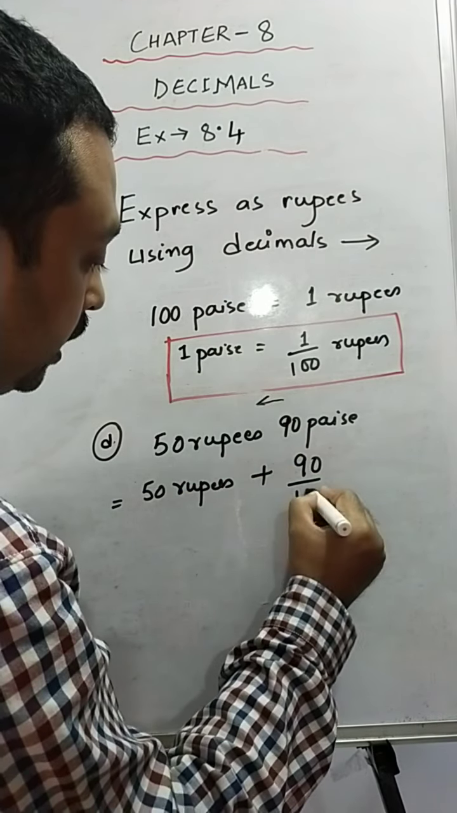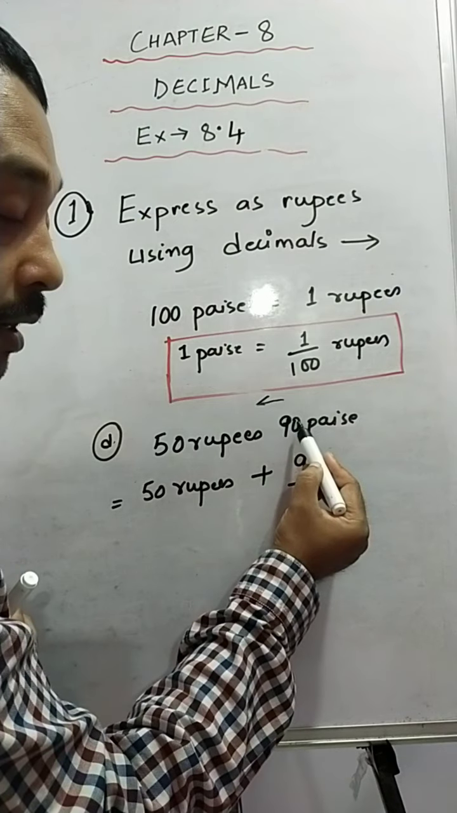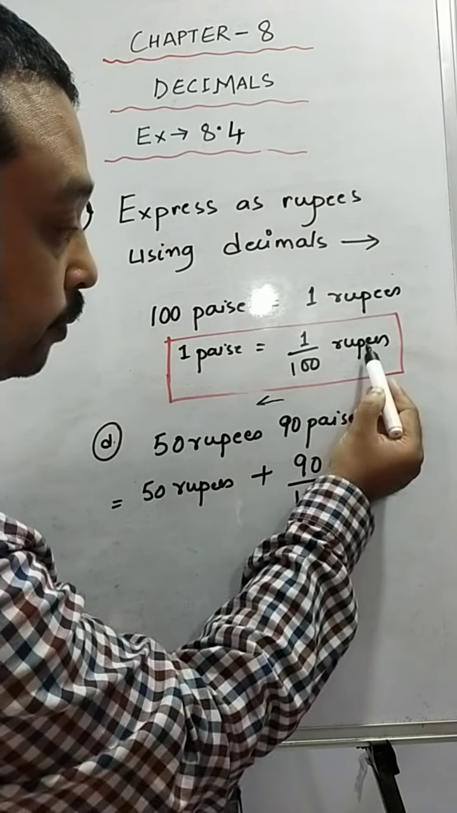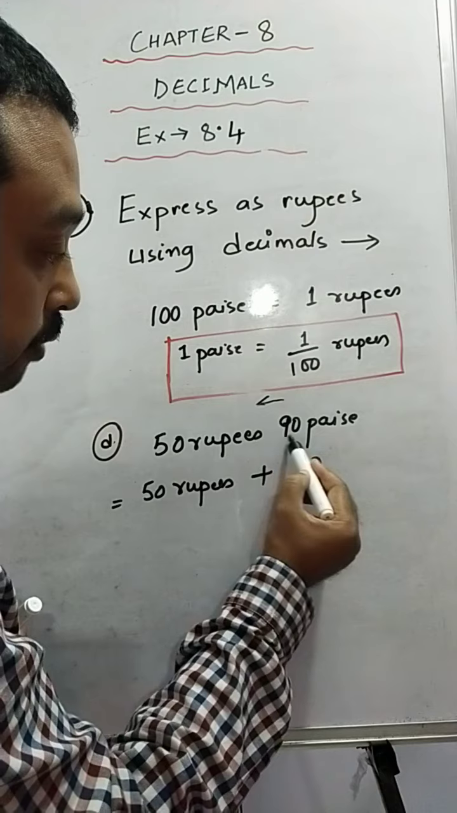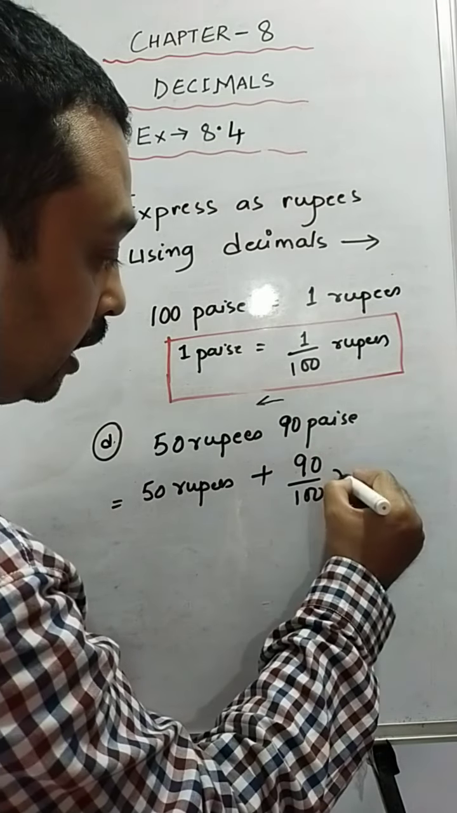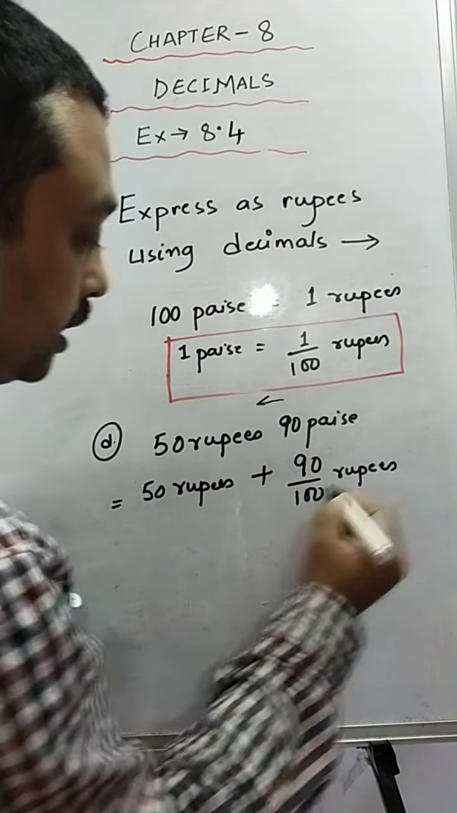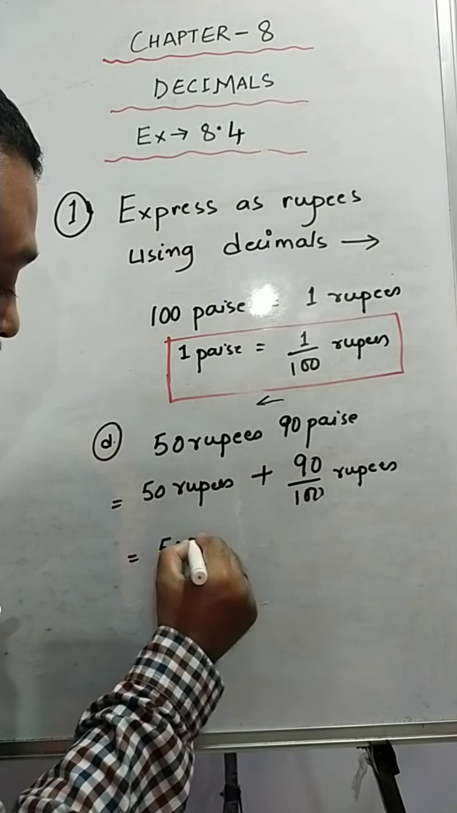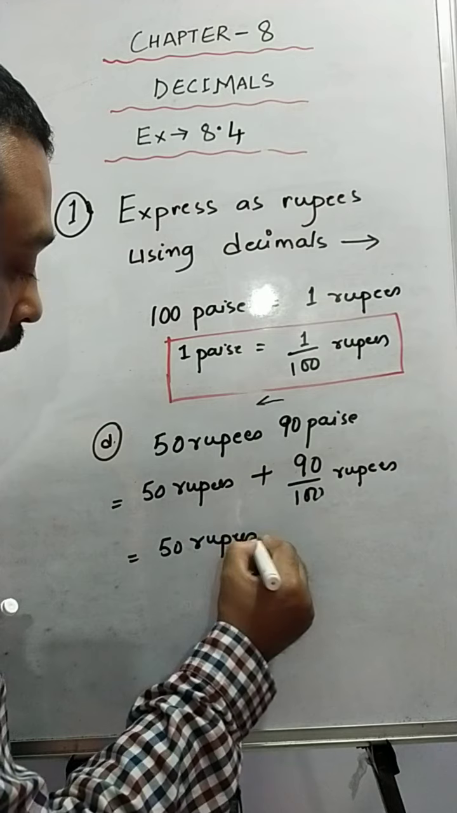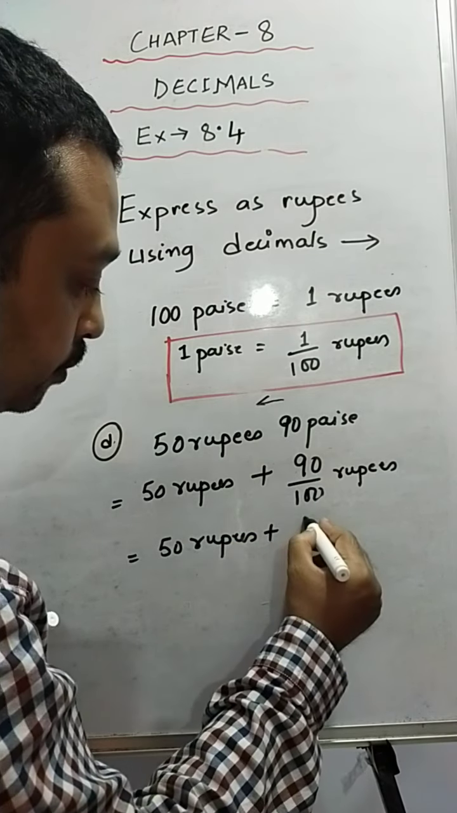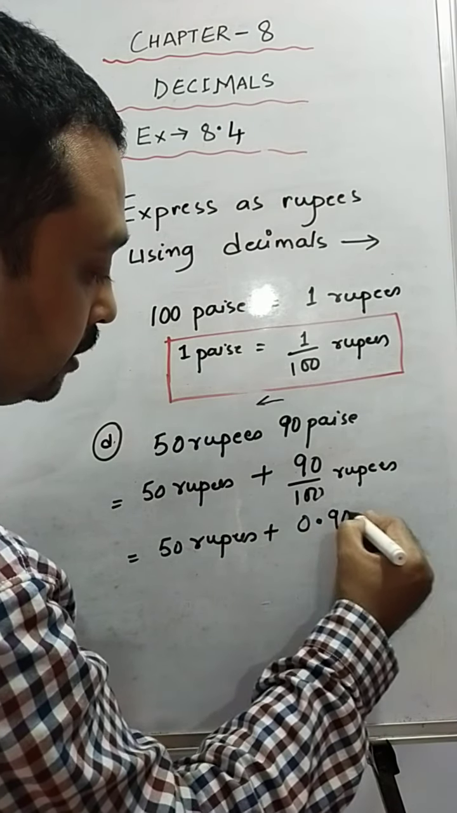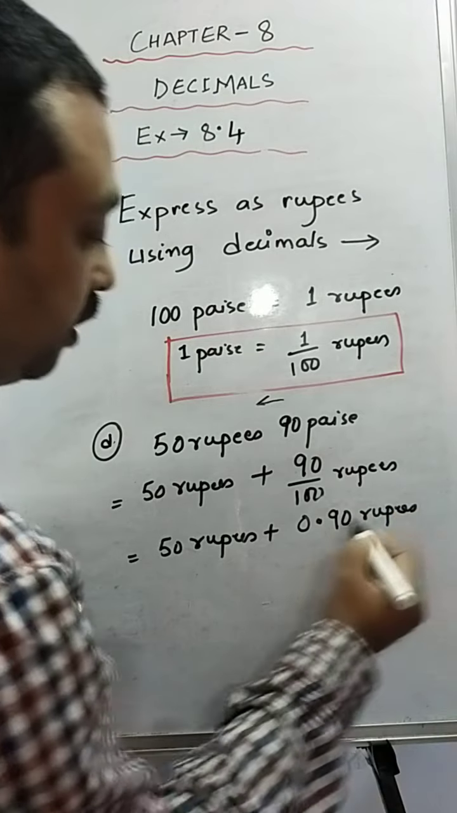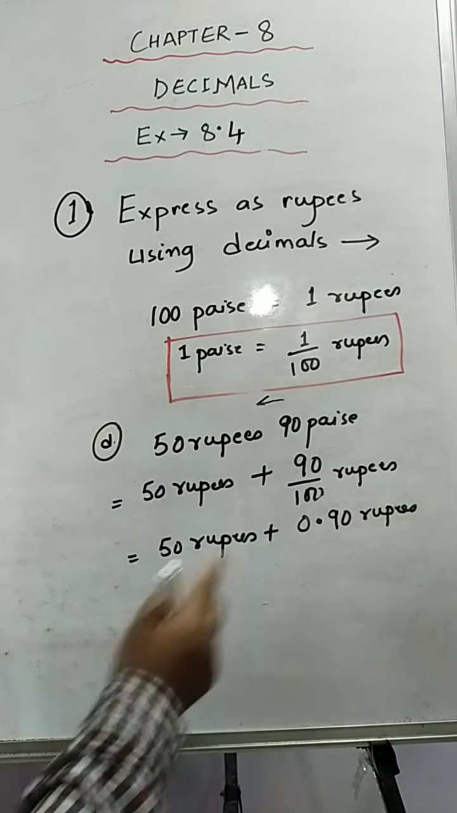As we know that whenever we have to convert paise form to rupee form, we divide that required number by 100 and we'll write rupees here. So you have to convert this into the decimal form. So 50 rupees plus the decimal form of this would be 0.90 rupees. I hope all of you have understood why I have written 0.90.